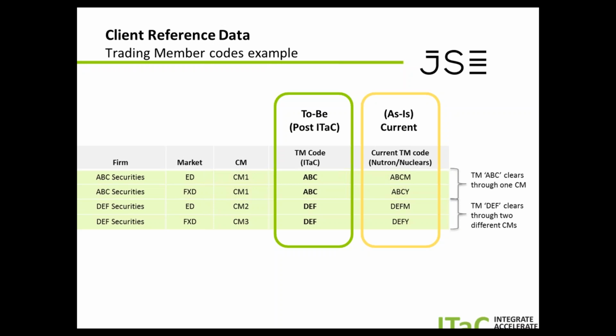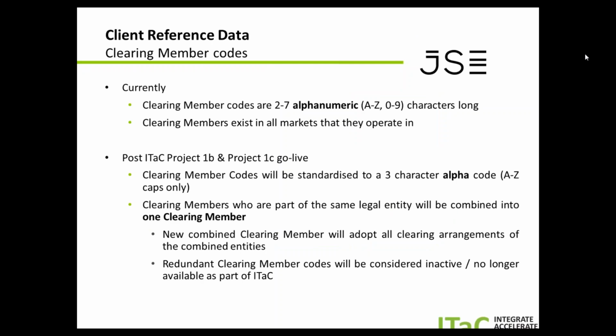I think we've repeated some of it, but in essence, we've got the same concept where we're adopting a 3-character alpha code. Currently, it's between 2 to 7 alphanumeric characters.